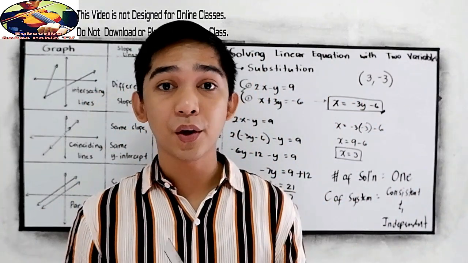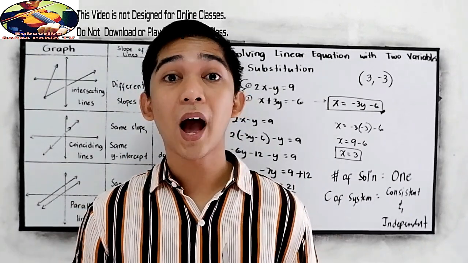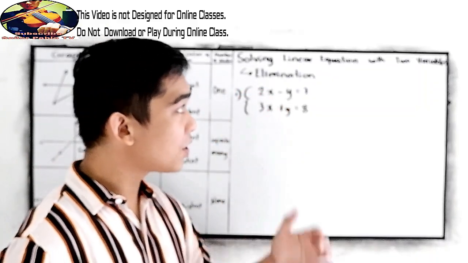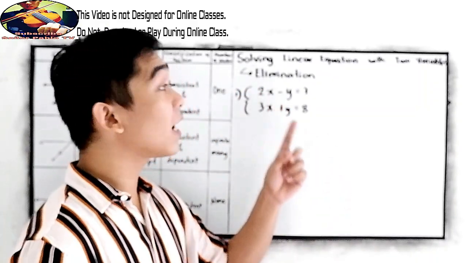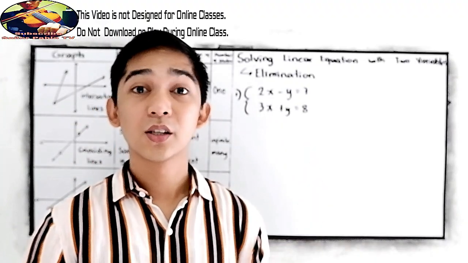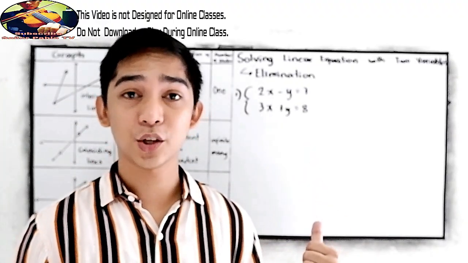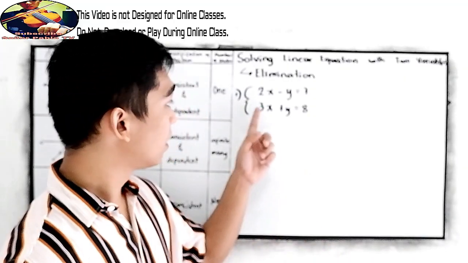The next video will be solving linear equation with two variables. We have the elimination method. Solving linear equation with two variables. This time we have the elimination method. So after discussing the substitution method, we have the elimination method. Let's have our first example.